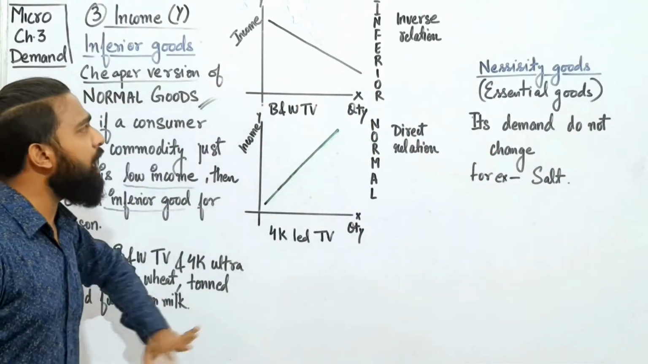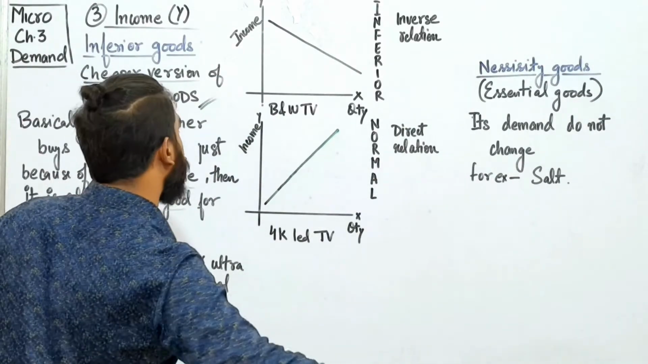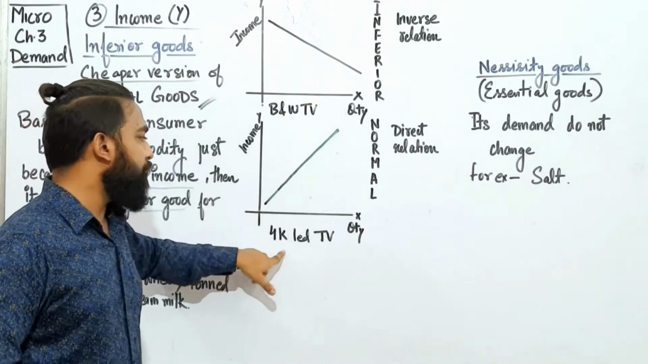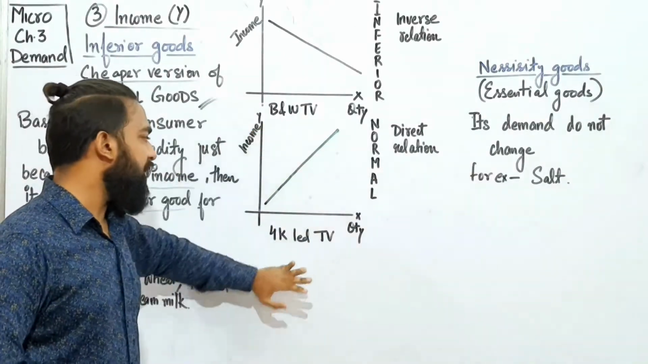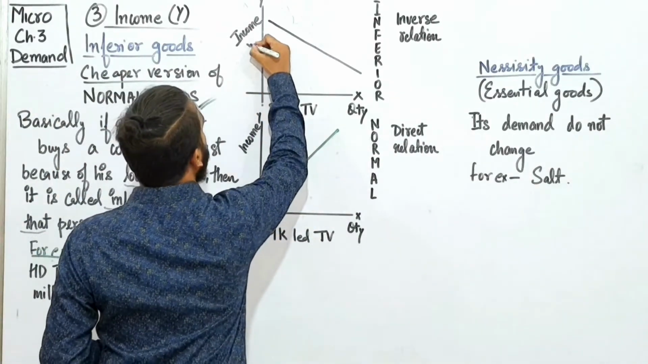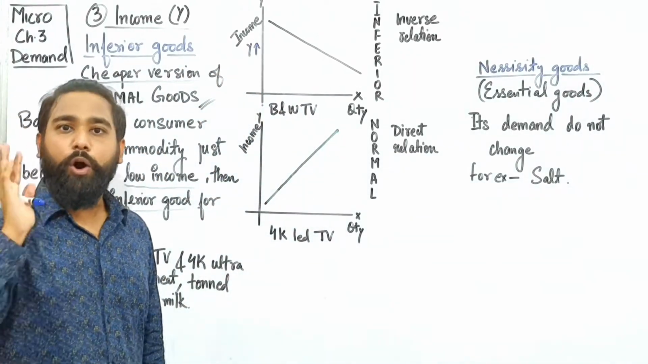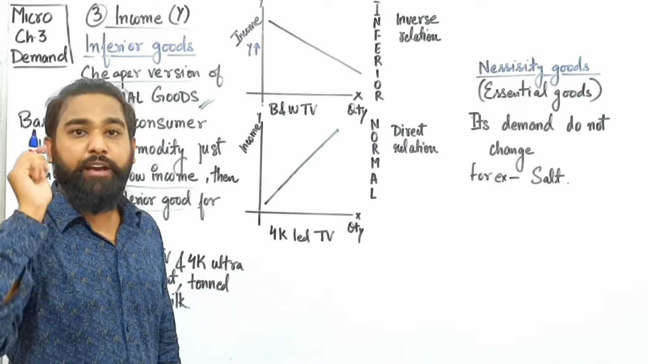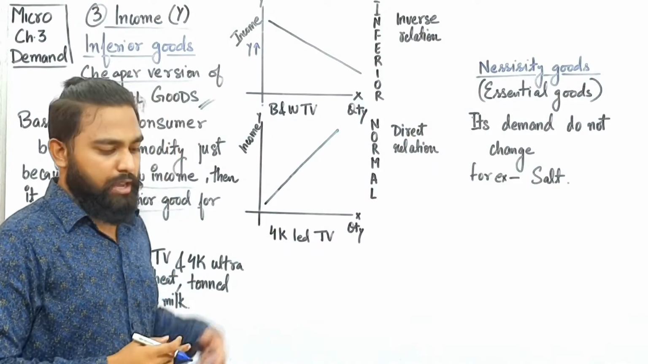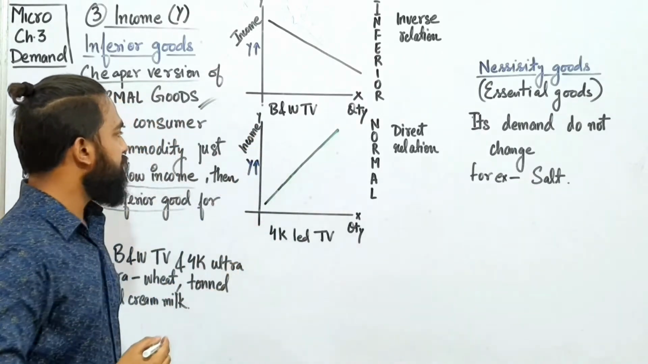Now, let's mark it in the curves. Let's draw the curve. Now, for example, income and black and white TV quantity. Income and 4K LED TV. I have taken the examples of black and white TV and 4K LED TV. Now, suppose my income is increased. Income is denoted by Y. In economics, always remember, income is denoted by Y. Suppose my income has increased. And here, in both the cases, my income has increased.